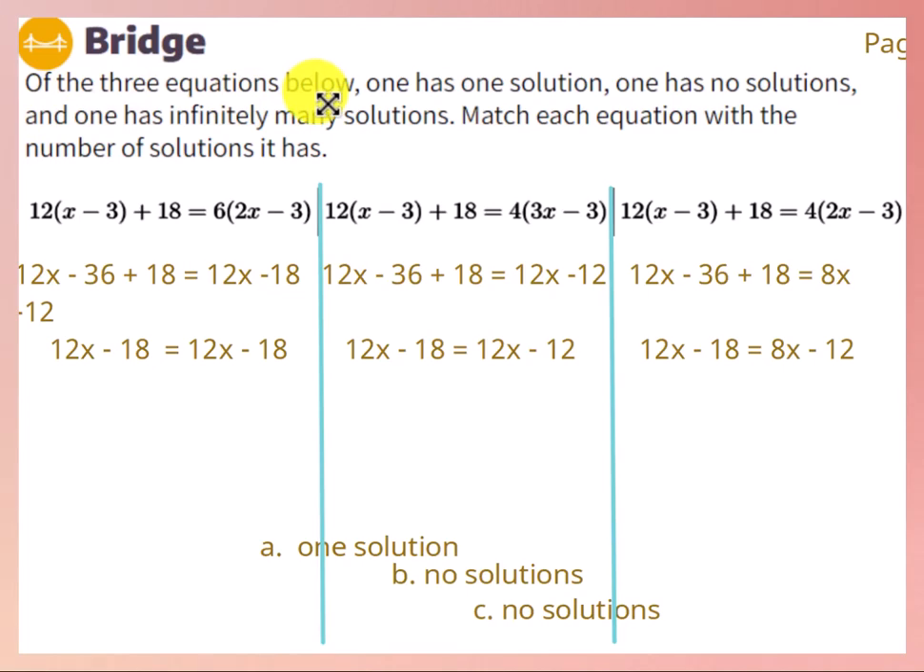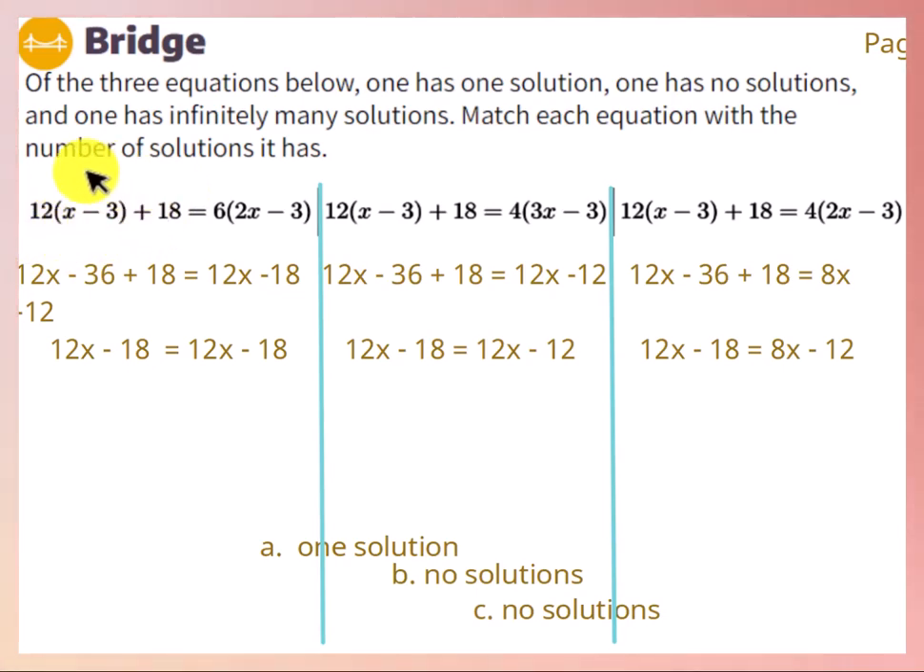All right, of the three equations below, one has one solution, one has no solutions, and one has infinitely many solutions. Match each equation with the number of solutions it has. So this is a review. Think about what we've done before.